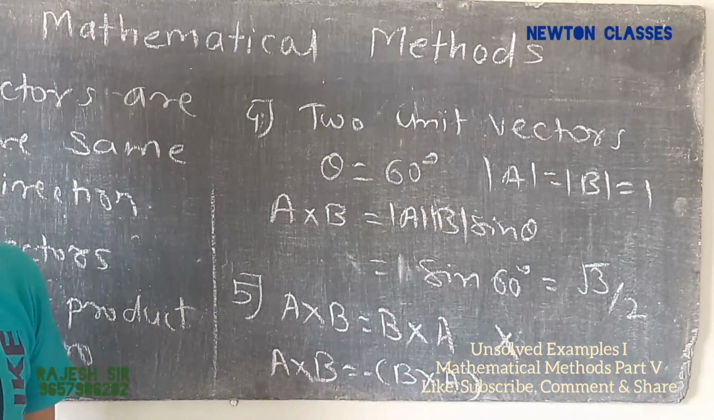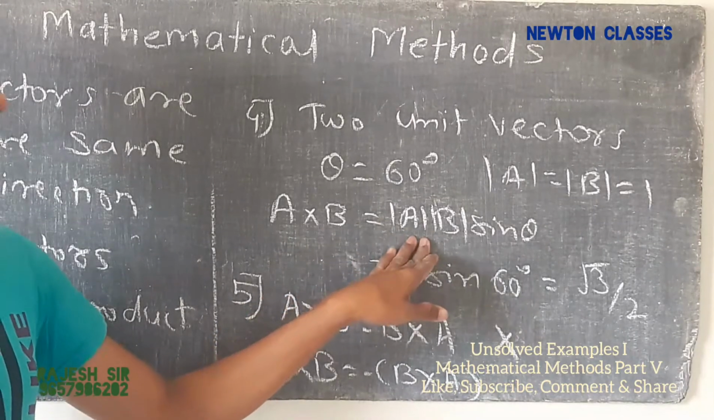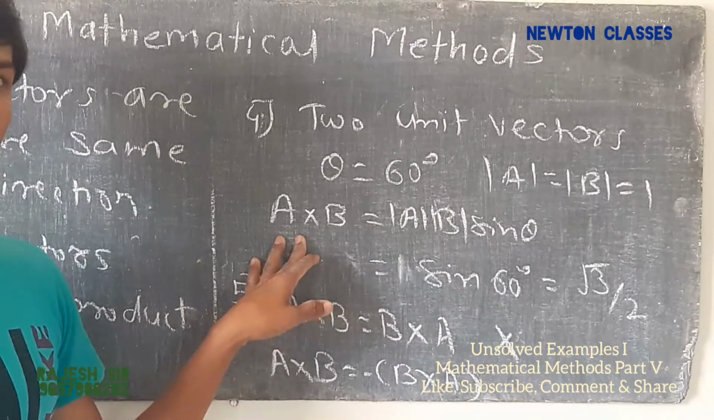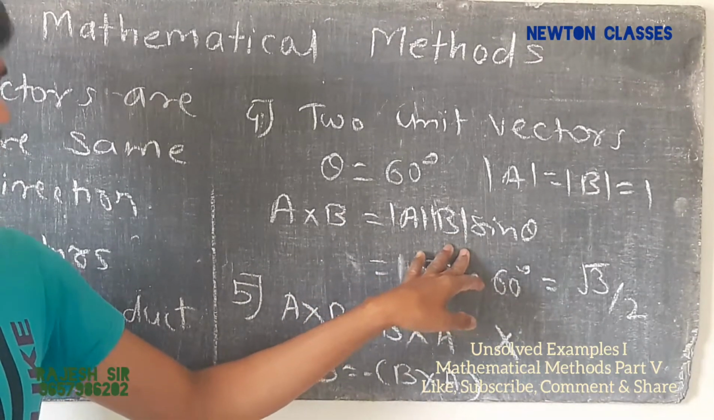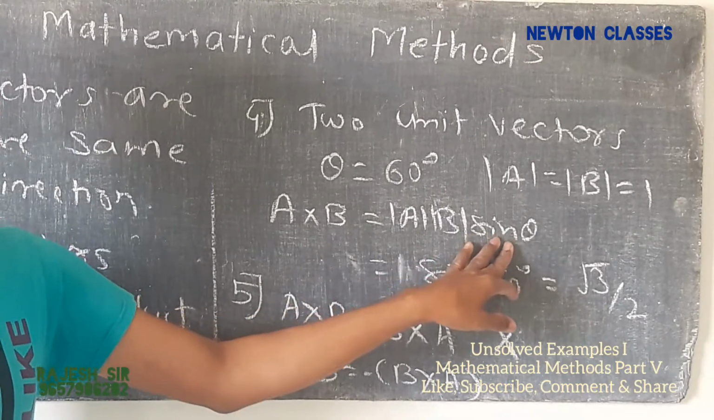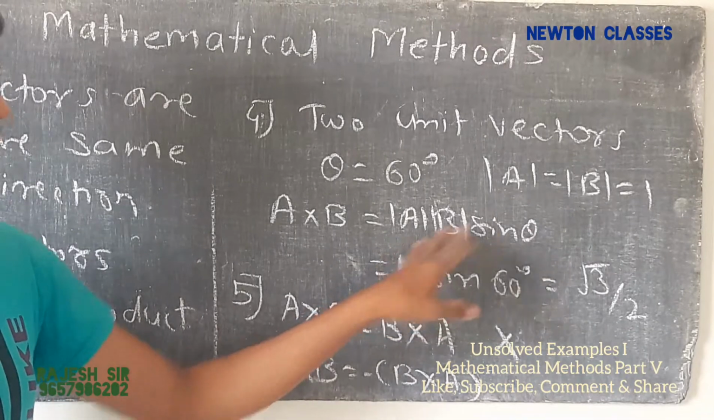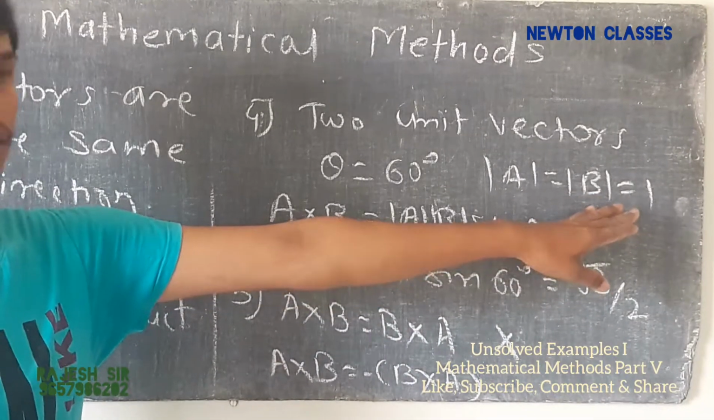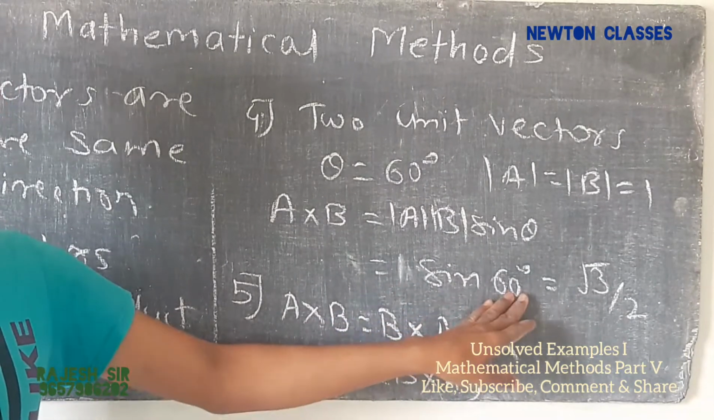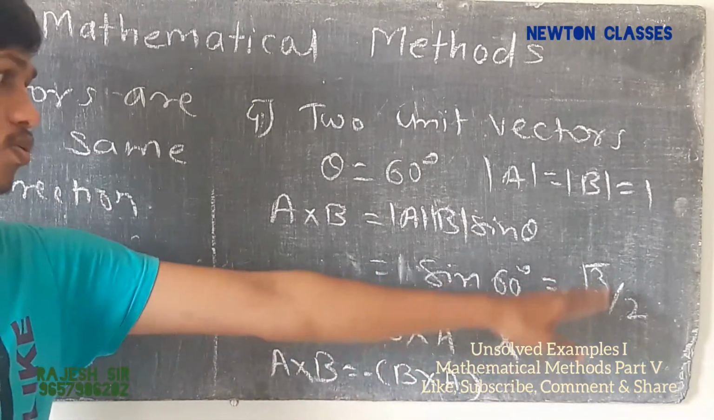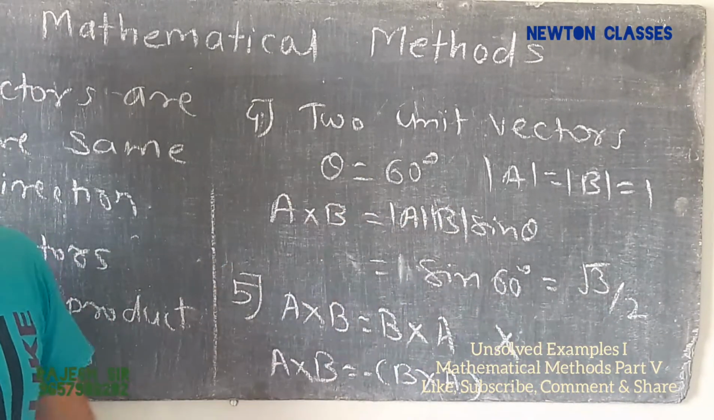Next, two unit vectors have angle theta equal to 60 degree, find the magnitude of the vector product. We know that the magnitude of the vector product can be written as magnitude of the first vector into magnitude of the second vector into sine of the angle between them. Here the angle is 60 degree, and magnitude of A and magnitude of B are equal to 1. Therefore this will be 1 into sine 60 degree. The value of sine 60 degree is root 3 by 2. Therefore root 3 by 2 is the answer of the fourth MCQ.